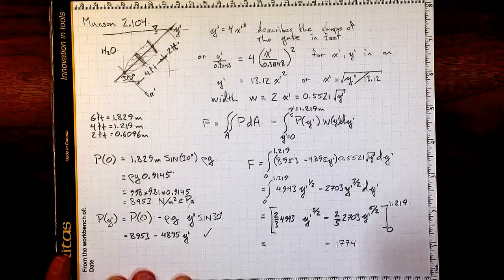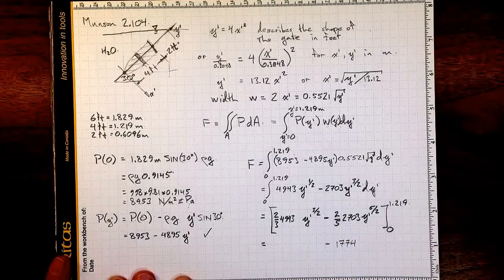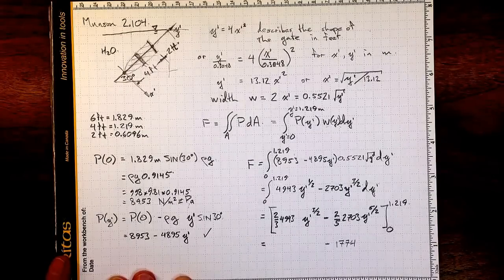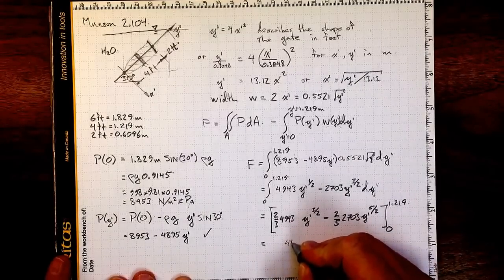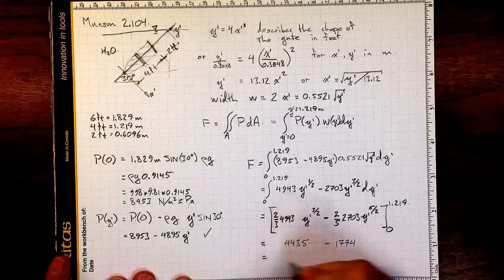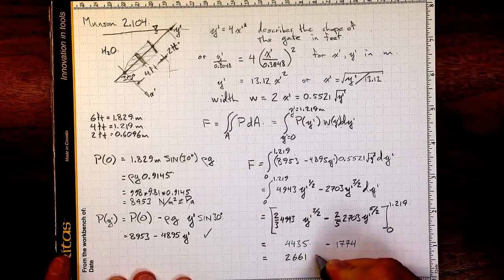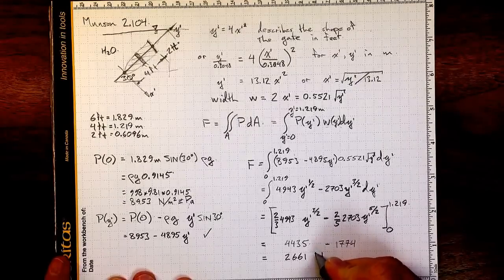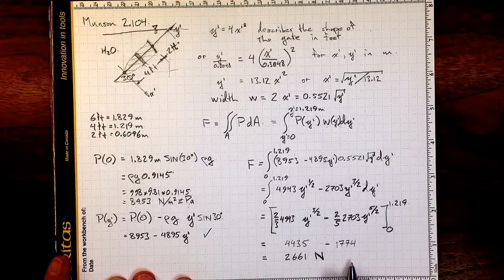Negative here. And this one over here, y prime to the 3/2, 1.219 raised to the 1.5 times 4943 times 2 divided by 3 gives me 4435, minus 1774 gives me 2661 Newtons, because we've worked the whole thing in meters, seconds, and kilograms.